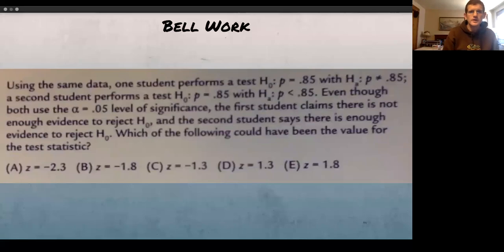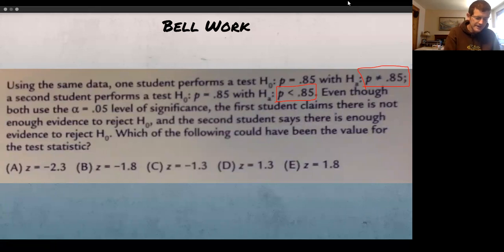Okay, so we are looking at two different tests that took place, and we can assume that everything was the same, except that in one case, the one student was doing a two-tailed test right here with p does not equal 0.85, and the alternative hypothesis, which is a one-tailed test.